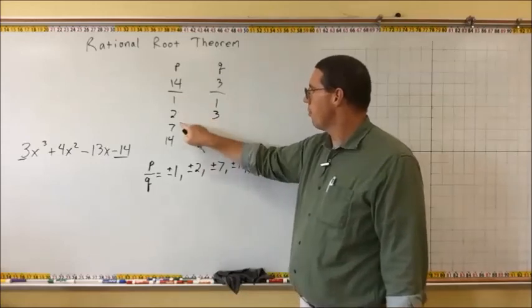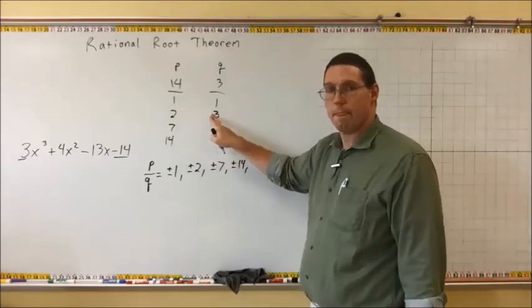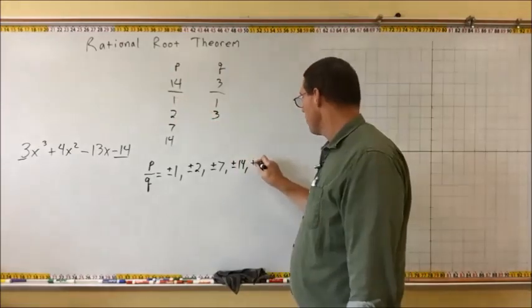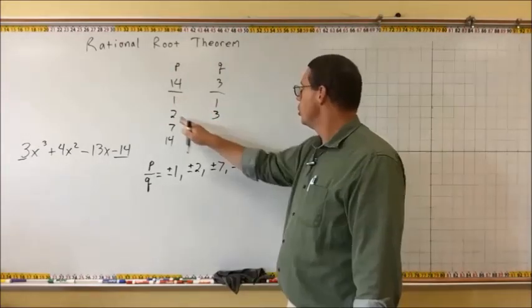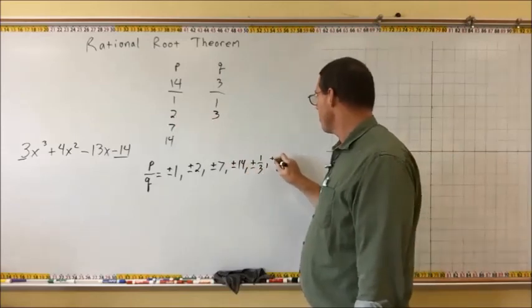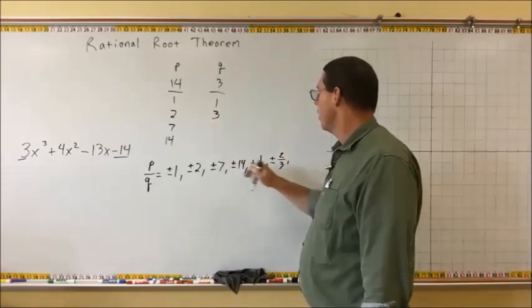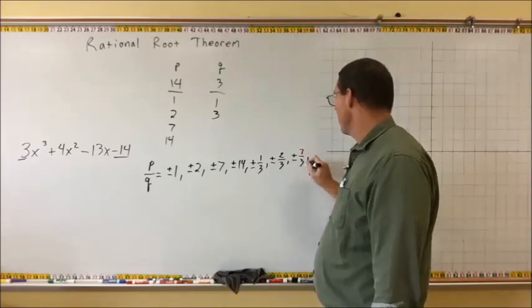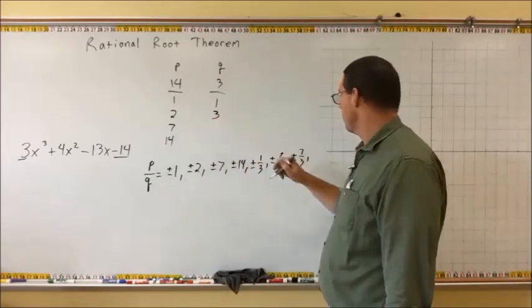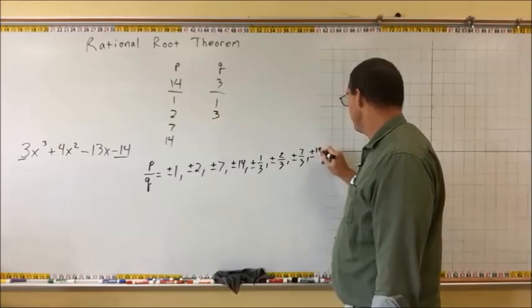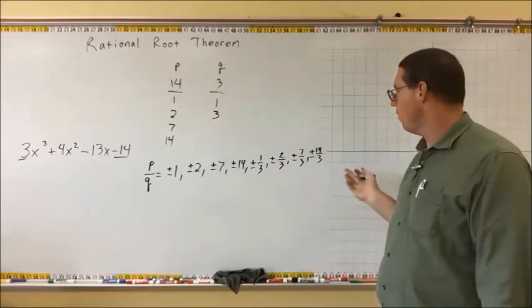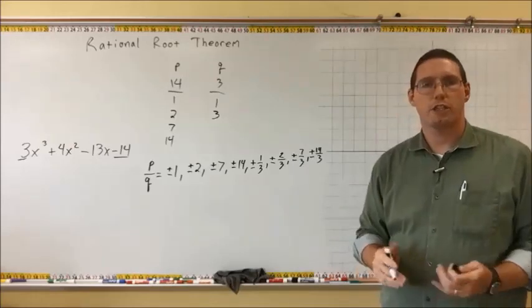Now we're going to do the same 4 numbers, but over 3. So we'll have 1 over 3, that's plus or minus 1/3. 2 over 3, that's plus or minus 2/3. 7 over 3, that's plus or minus 7/3. And lastly, 14 over 3, plus or minus 14/3. And those are all of the possible rational roots.